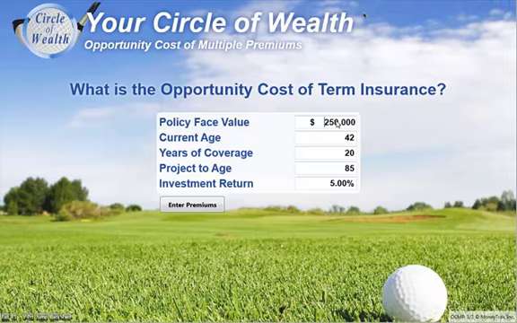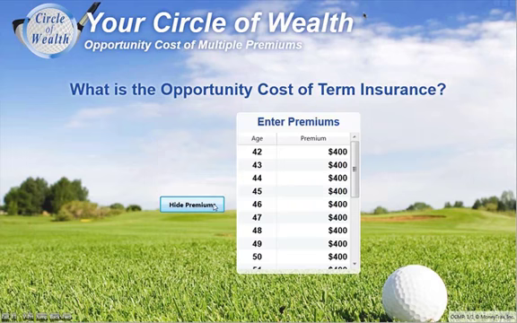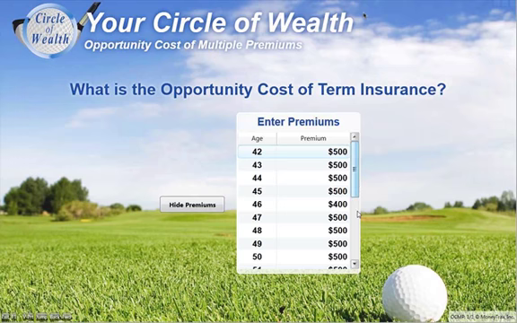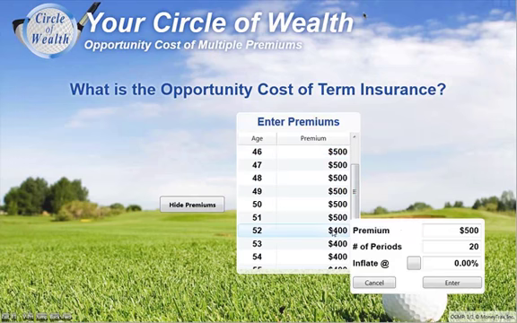So let's assume that you're going to purchase a $500,000 term policy at age 42, and you're going to purchase that for 20 years. Okay? Now at age 42, we're going to assume that that's $500 of premium. We're going to do that for 10 years. At age 52, that'll easily double, and we'll just assume it's 1,000.